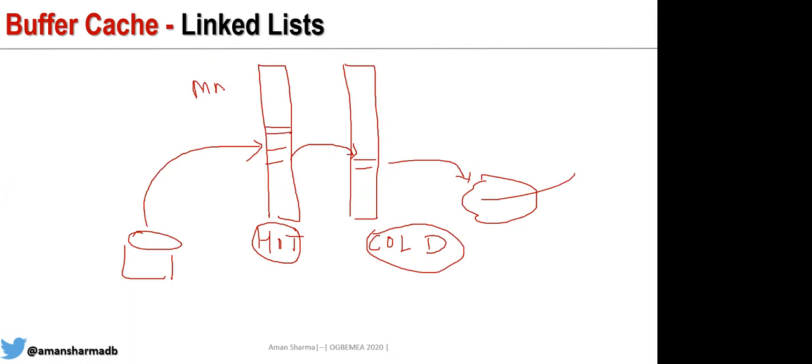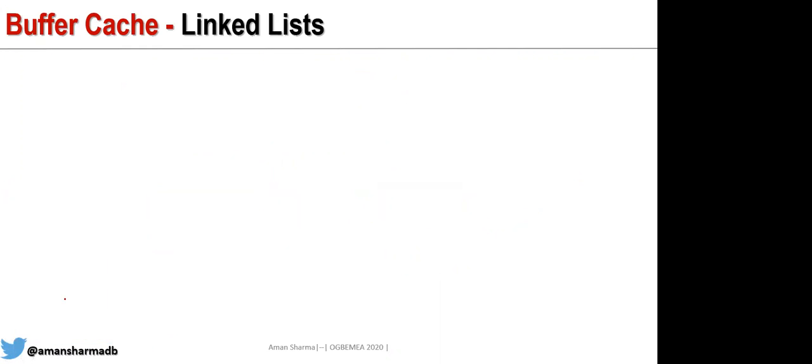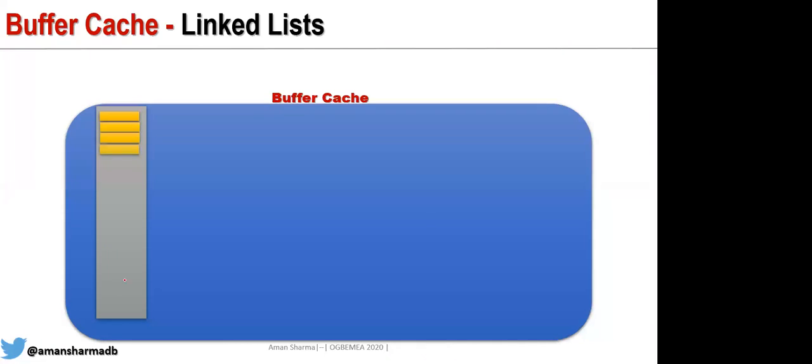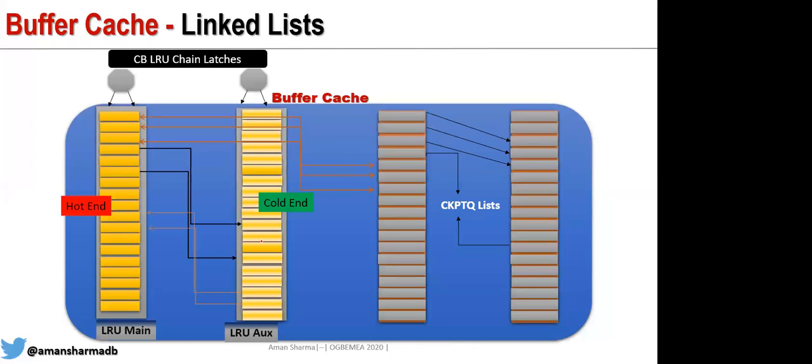There is a main list, and there is going to be an auxiliary list, or aux list. And since it is maintained in the name of LRU, there is a LRU main and there is a LRU aux. So let me quickly wipe it out. So basically what we have is a buffer cache. In this buffer cache, we have this main list, we have this particular aux list, and we have the checkpoint queue list.